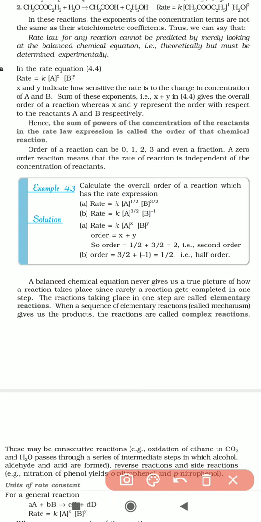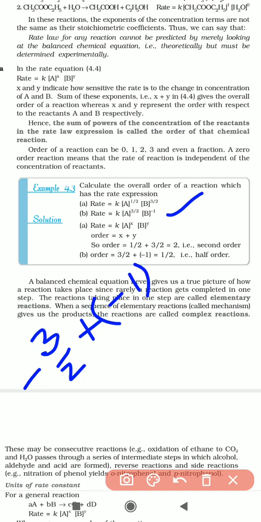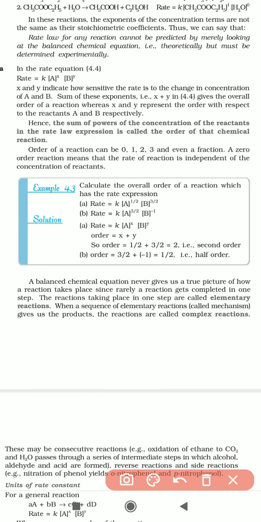Next, see another rate equation: concentration of A power 3 by 2 plus concentration of B power minus 1. What is the order of the reaction we are going to calculate? It gives a fractional value, 1 by 2, which is called a half order reaction. So based on this, the order of reactions can be zero order, first order, second order or third order at maximum.